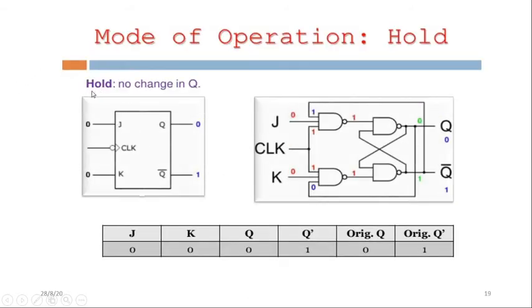So first let us discuss the hold condition. Hold means there is no change in Q. So when you give J is equal to 0, then you will get output as 0. Then K is equal to 0, Q bar automatically, here Q is equal to 0, automatically Q bar is equal to 1. We will see how it is.